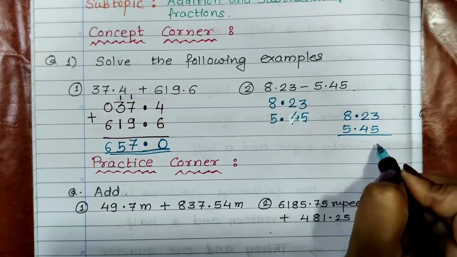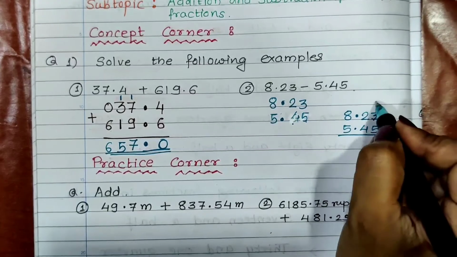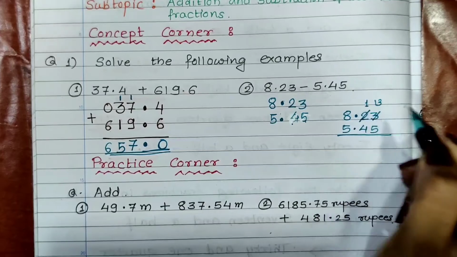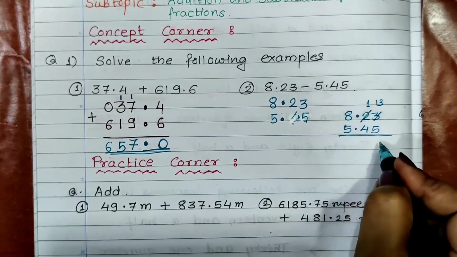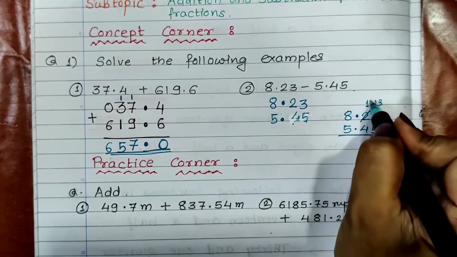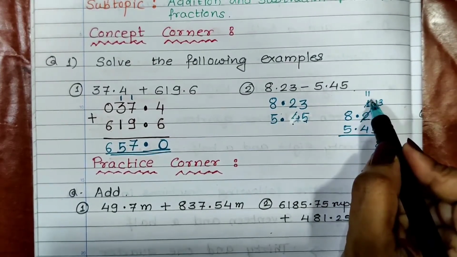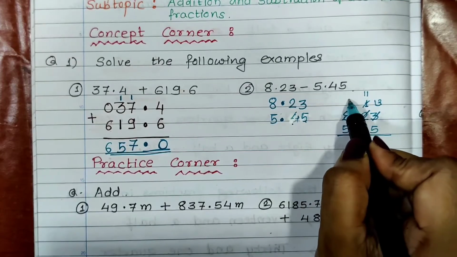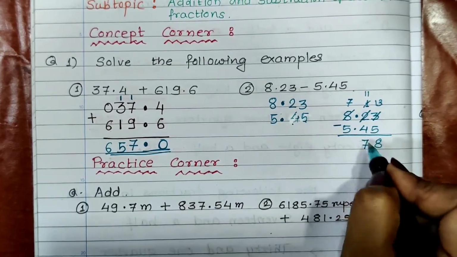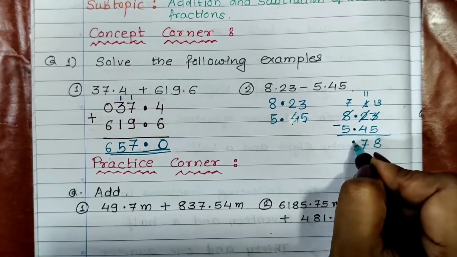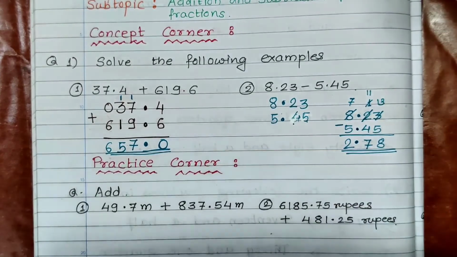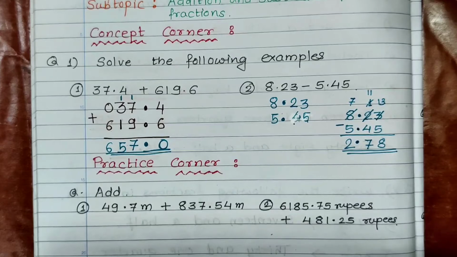Now do the subtraction. Now from 3 we cannot subtract 5, so we have to cut this 3, we write 13. From this 2 we have borrowed 1, so 2 will become 1. Now 13 minus 5 is 8. Now from 1 we cannot subtract 4, so we have to write 11. As 11 we have written, we have borrowed 1 from this 8. This 8 becomes 7. 11 minus 4 is 7. Now point below point. 7 minus 5 is 2. So answer is 2.78.